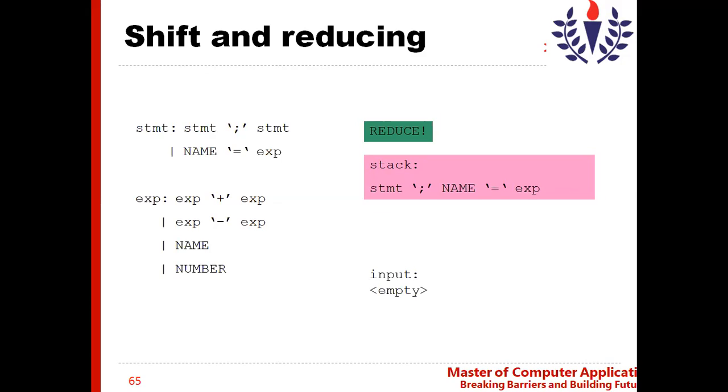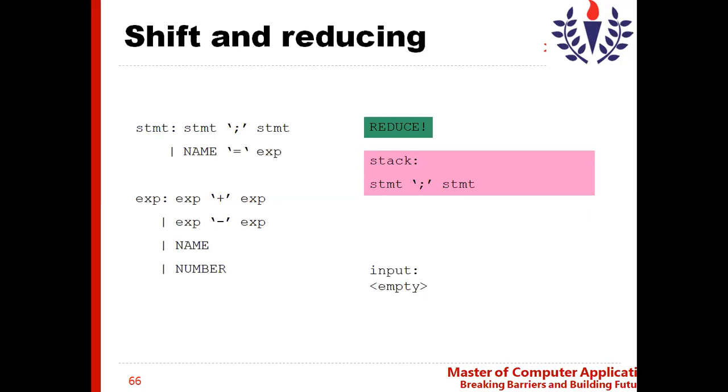So what will happen now? The input is empty, and in the stack we have name equal to EXP. Can we match this with the first grammar? Yes, it is matching. So name equal to EXP is again reduced. Reduced to what? STMT. Now in the stack you can see STMT semicolon STMT. This will be matched with the first grammar in the first line. In the RHS you can see STMT semicolon STMT. So this will be reduced to STMT.